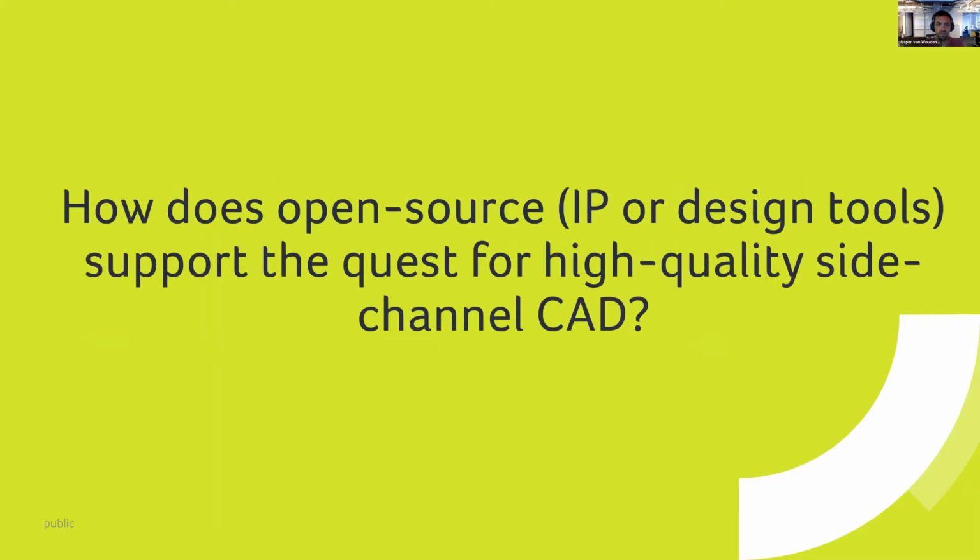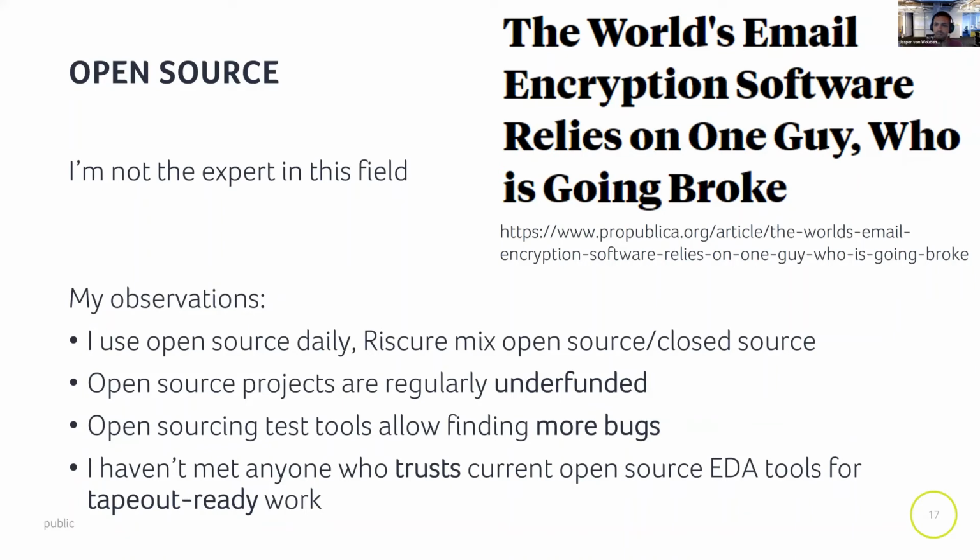I will be very brief on the open source questions because that's really not my area of expertise. But what I've observed is, first of all, I'm a proponent of open source. I use it daily. Riscure has a mix of open and closed source software, although I would say mostly closed. What I observe is that open source projects are regularly underfunded, as you can see by the quote here. This was Werner Koch, who was supporting PGP. I have to say, after this article, he got funding, but this is a very typical open source issue, I guess.